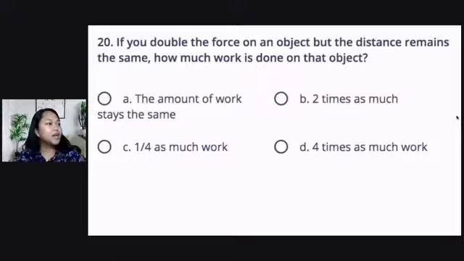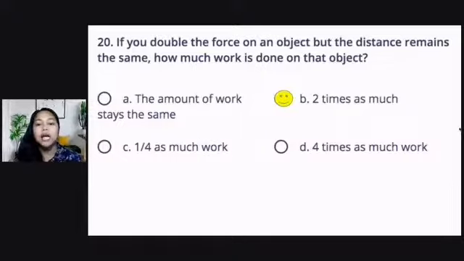Okay, which one do you think is the correct choice for number 20? Hindi pa tayo nakaka-halfway. Medyo mahaba-haba yung ating chika ngayon. Okay, number 20, ano kaya yung tamang sagot for number 20? Bigay ko na po yung ating sagot, no? It would be letter B, 2 times as much.